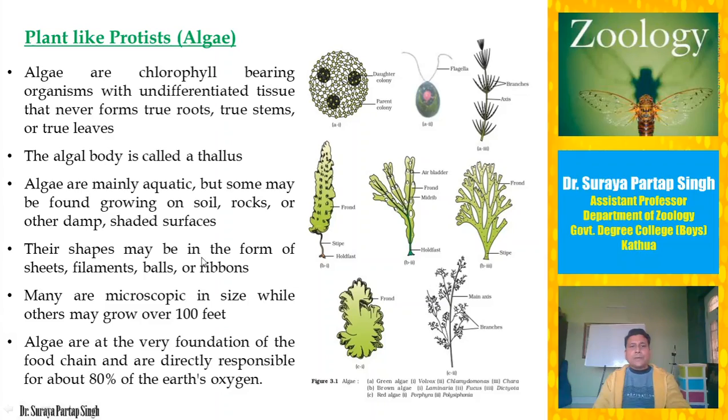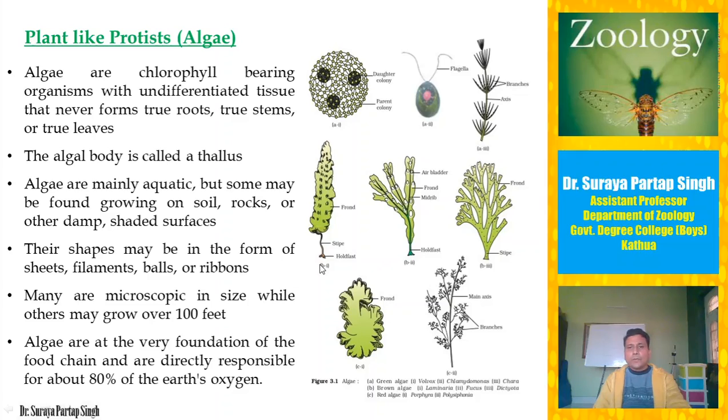Now, their shapes may be in the form of sheets, filaments, balls, or ribbons. Algae have a great variety of shapes. They can be unicellular or multicellular. When they are multicellular, they may exist in different shapes. Like this is a ball-like shape. This is a sheet-like alga. They appear like plants, but they are not plants because their body is not differentiated into true tissues.